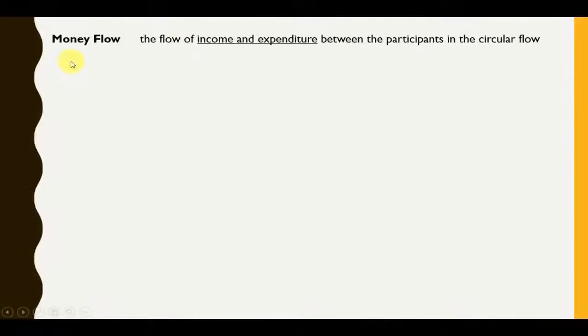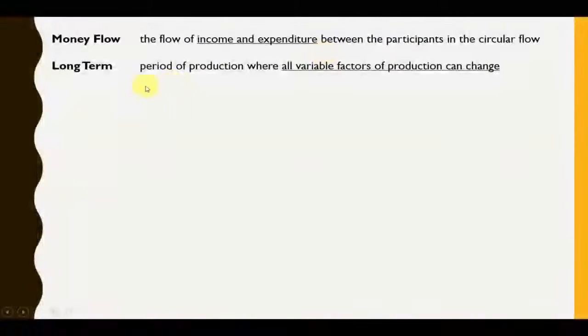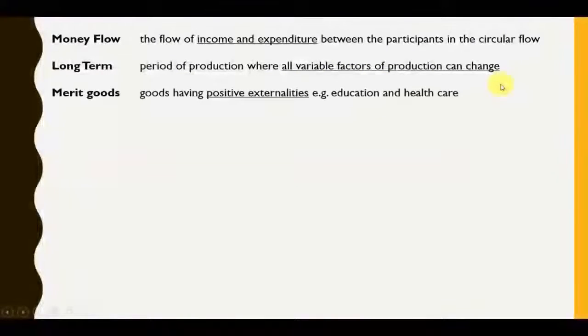Alright, to finish off section A, let's just go through some of the other things I've mentioned. So I've mentioned the money flow, and I've said this is the flow of income and expenditure in the circular flow, so that is the other side of the coin of the real flow. We mentioned the short term. So what is the other side of the short term? The long term. It's where all variable factors of production can change.